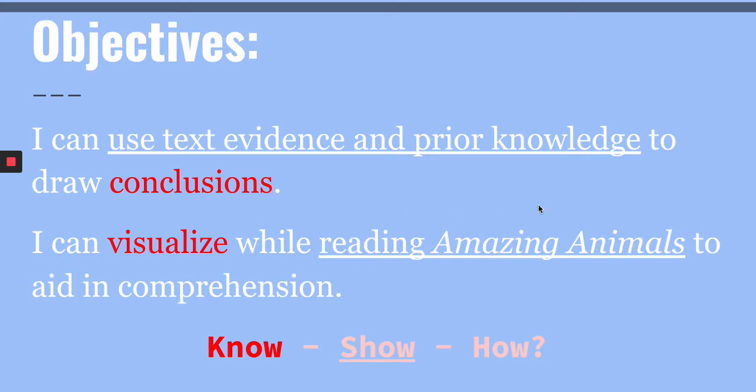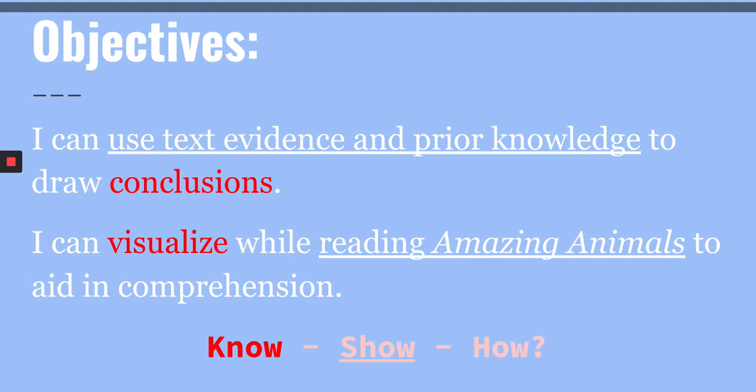I already went ahead and labeled the knows with red or hot pink, whatever color that is, and I underlined the shows. So what are we going to know at the end of this lesson according to these objectives? We are going to know how to draw conclusions, and we are going to know how to visualize. How we are going to show what we know is by using text evidence and prior knowledge in the first objective, and in the second objective, it will be reading Amazing Animals. That's how we're going to show those two things.